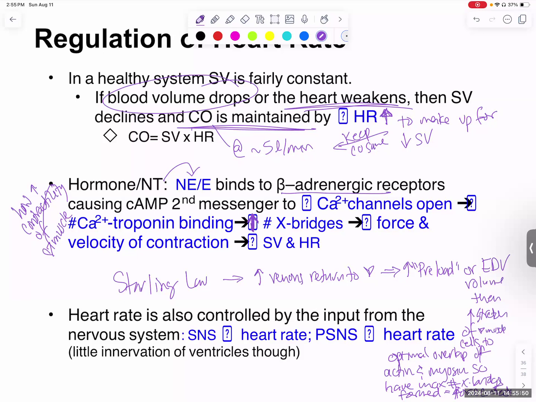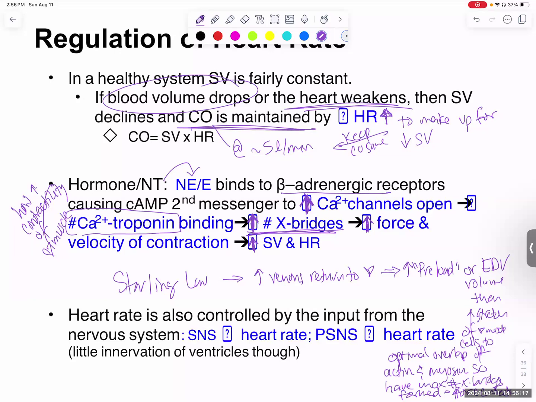Here is where you can increase the amount of calcium being let out, which increases the amount of calcium bound to troponin, which is going to increase the number of cross bridges that can form, which is going to increase the force and velocity of the contraction. And that increases stroke volume.